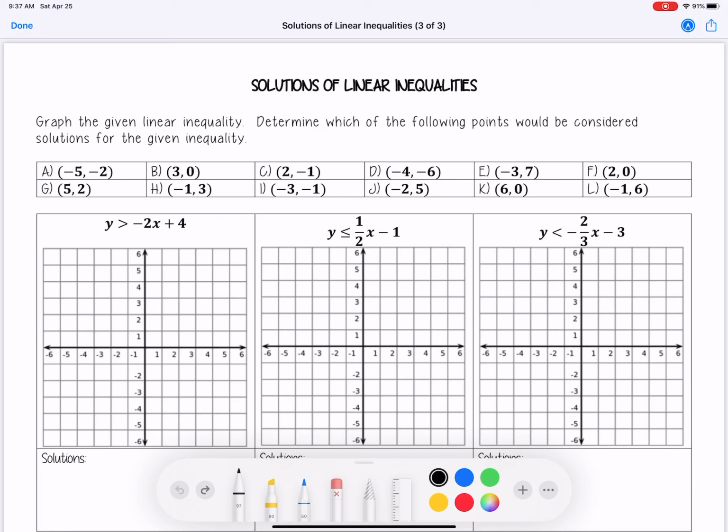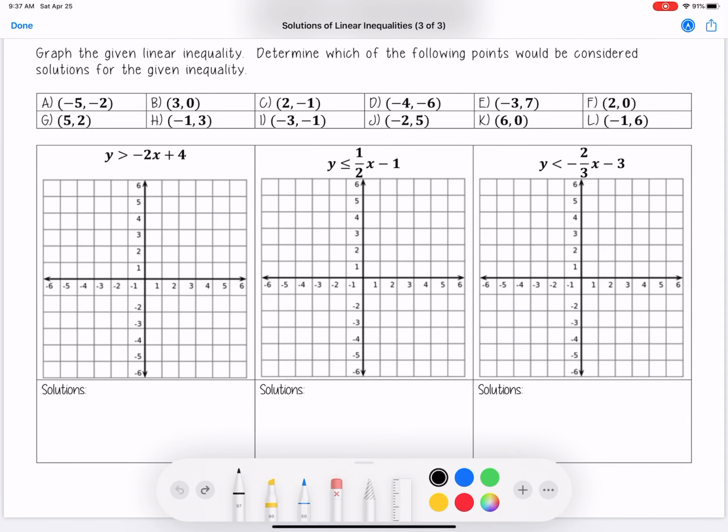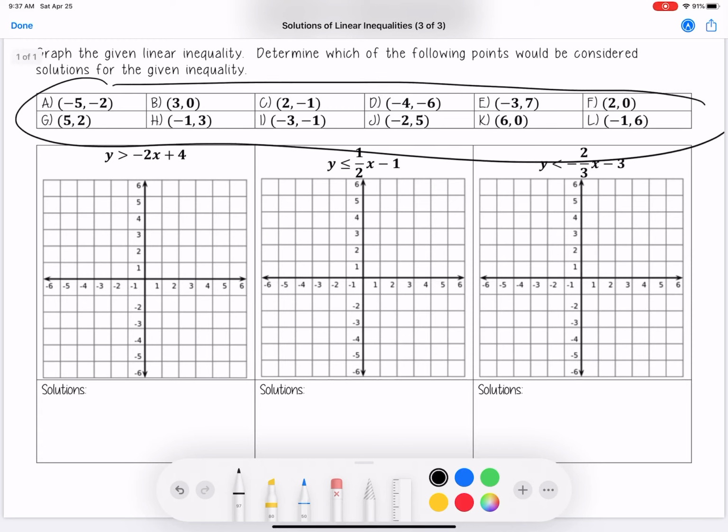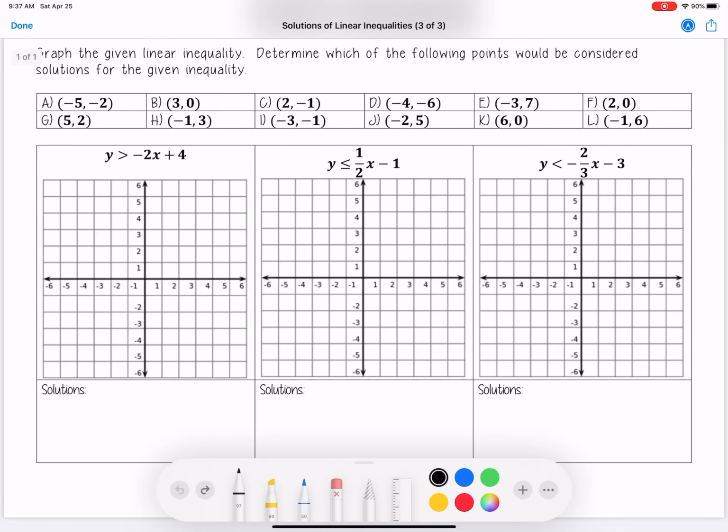The directions say graph the given linear inequality, determine which of the following points would be considered solutions for the given inequality. So I'm going to complete one of these and then you're going to go ahead and complete the other two. Okay, so up at the top, they gave you a ton of different points for you to pick from for your solutions, and I'll talk about that in a moment. I'm just going to work on graphing the first one.